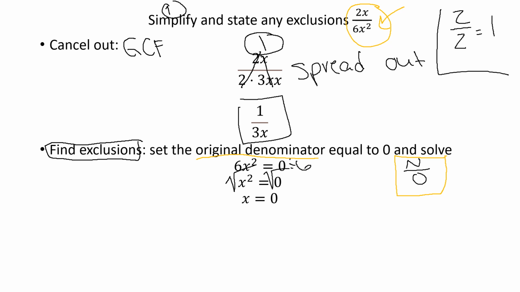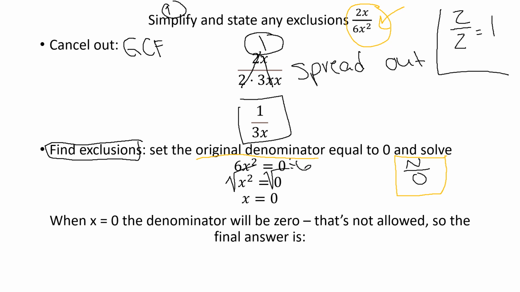Now again, here's what that information tells me. When x is 0, then the original denominator will be 0. That is not allowed, which means x cannot be 0. If x is 0, this becomes unsolvable. So we have two answers here.